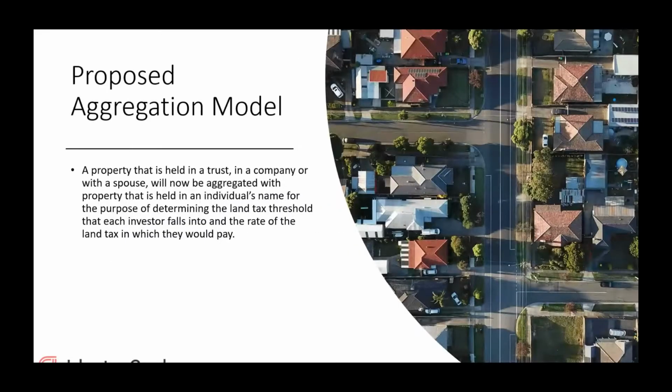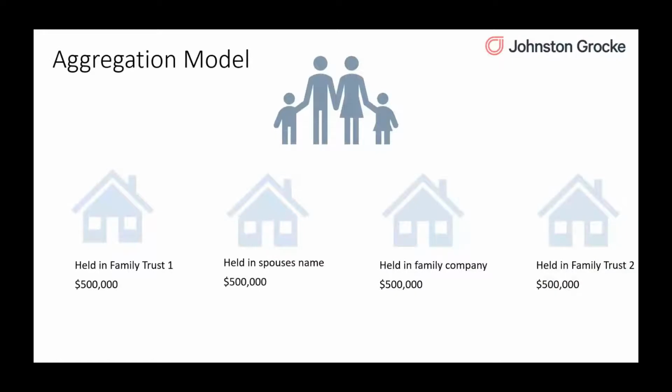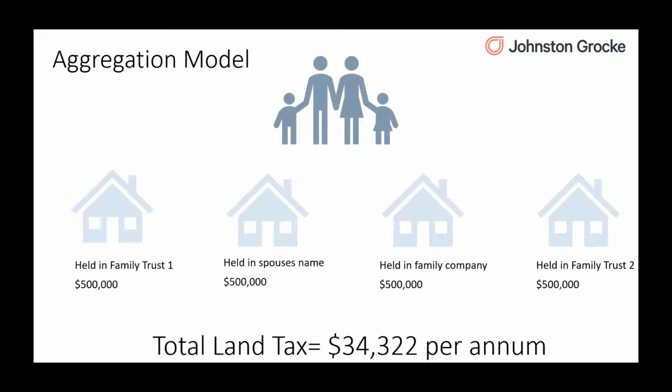So the proposed aggregation model is that a trust and company will be aggregated to an individual for the purpose of determining land tax. Basically, as you can guess, aggregation is bringing assets together to work out a number that they would charge on. So let's look at a basic example here. We've got, again, the same situation. We've got a house held in the spouse's name, a company, and two trusts. These are rough numbers we're talking about. So it's quite a significant jump from what we used to have.